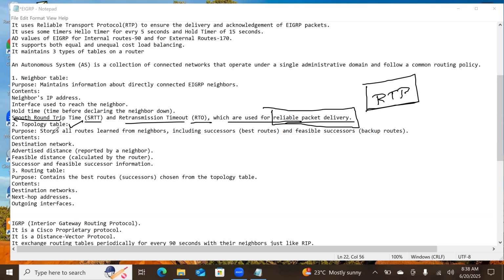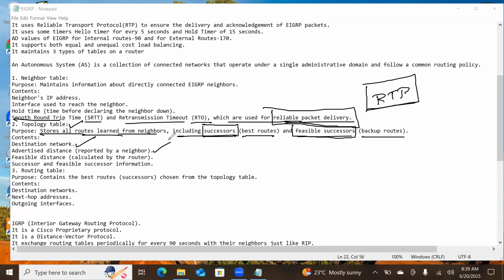The topology table, which stores all routes learned from the neighbors, including the successor and the feasible successor. When it comes to EIGRP, these two are really important. They may ask what is a successor and what is a feasible successor. Successor means the best route, and feasible successor means the backup route.